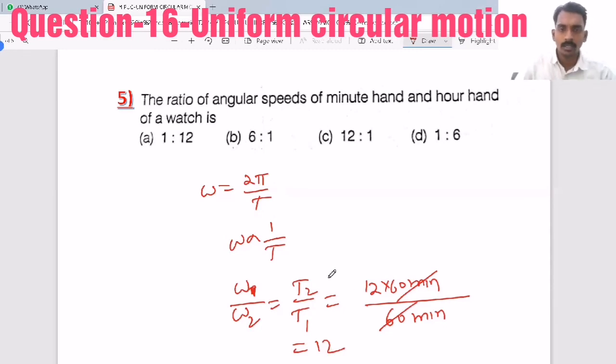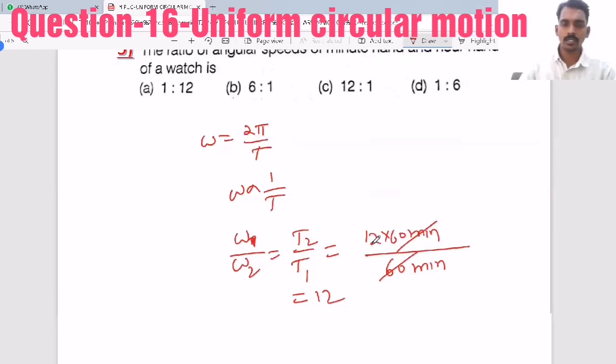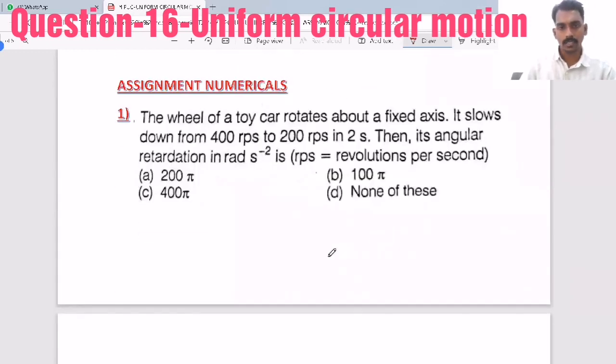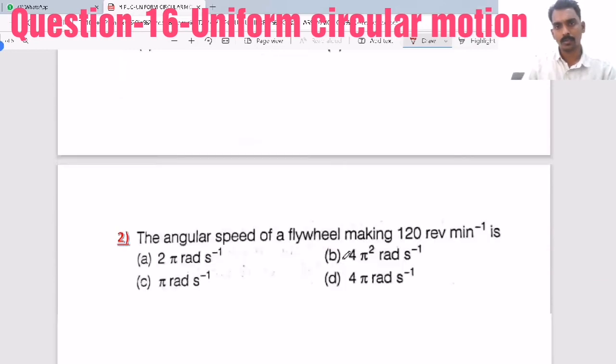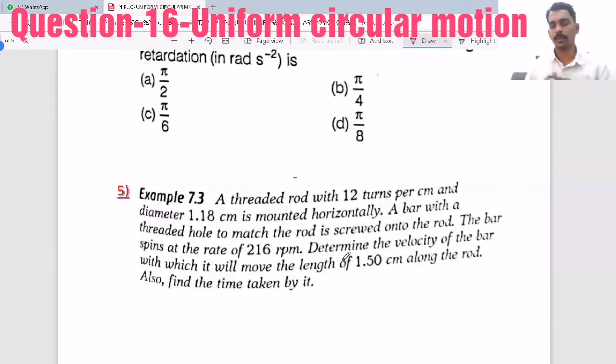This way, just practice the questions and then try to solve the assignment questions which I have given below. 5 questions I have given based on the same concept. Sometimes they also ask questions based on what is omega, what is angular acceleration also. So look at those questions too: alpha equal to delta omega by delta t, omega is delta theta by delta t. This way you can understand how the questions will come based on uniform circular motion.